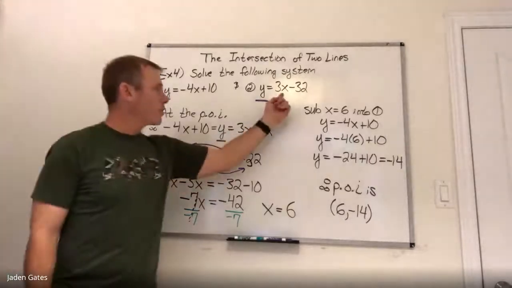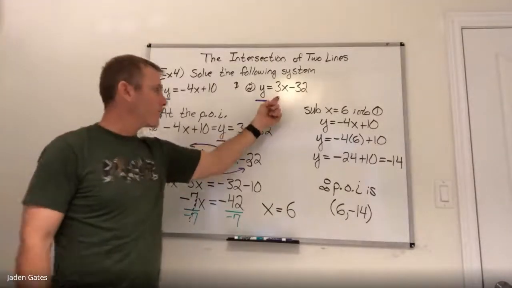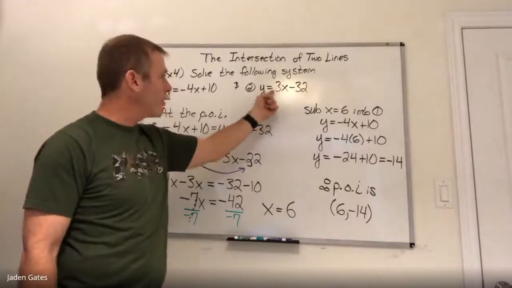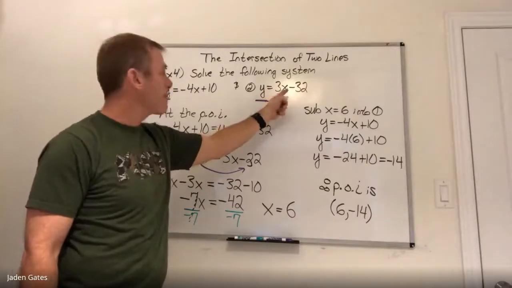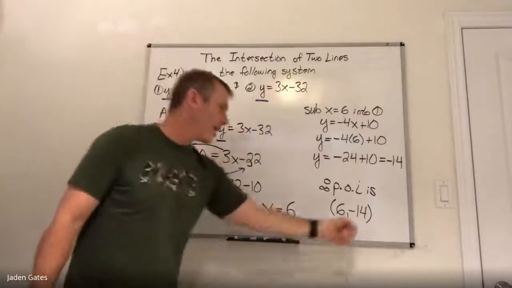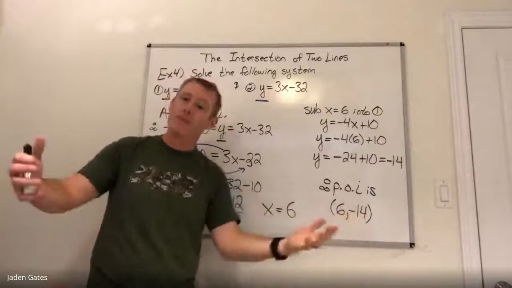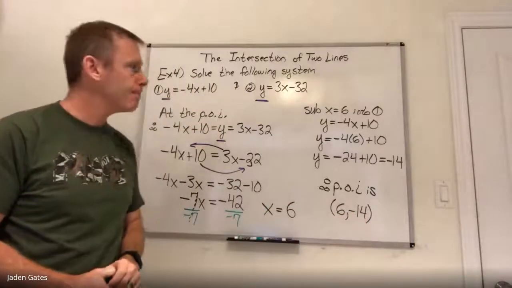And if you look at our second equation here, if you were to sub in an x value of 6, well, 3 times 6 is 18, minus 32, you would get negative 14 because they have the same x and the same y at the same time.